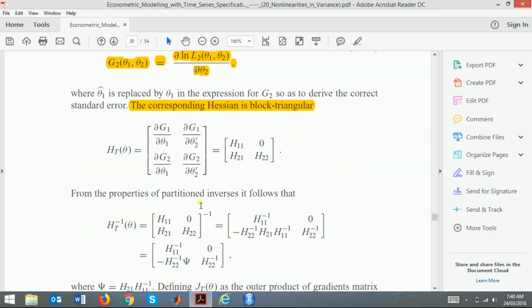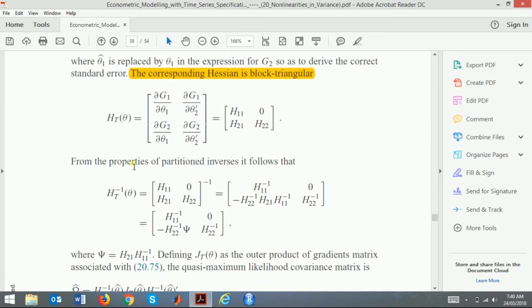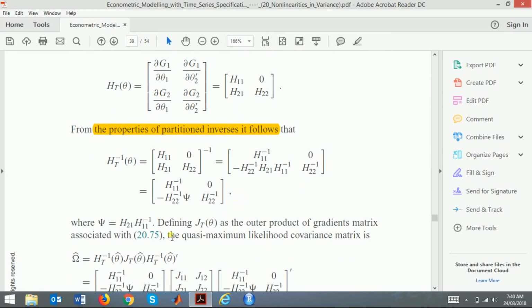The Hessian is block triangular. From the properties of the partitioned inverse, it follows. What is the partitioned inverse property? I'm not sure. Whatever it is, something like that.